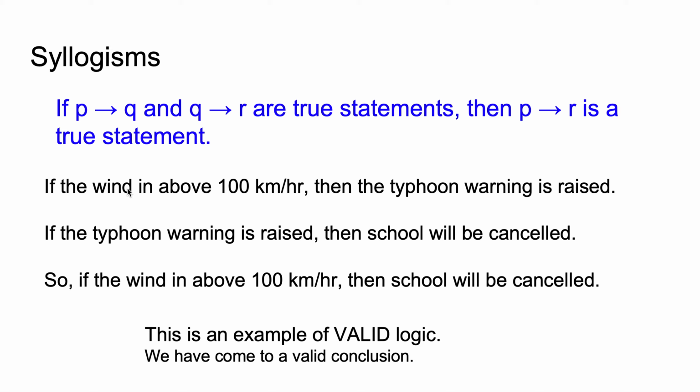So here's an example. If the wind is above 100 kilometers an hour, then the typhoon warning is raised. If the typhoon warning is raised, school will be cancelled. So if the wind is above 100 kilometers an hour, school will be cancelled. There's obviously a reason for that, but we don't need to discuss that. We can just logically jump from P to R, not have to deal with Q. We call these first two statements our premises, and then we have our conclusion.